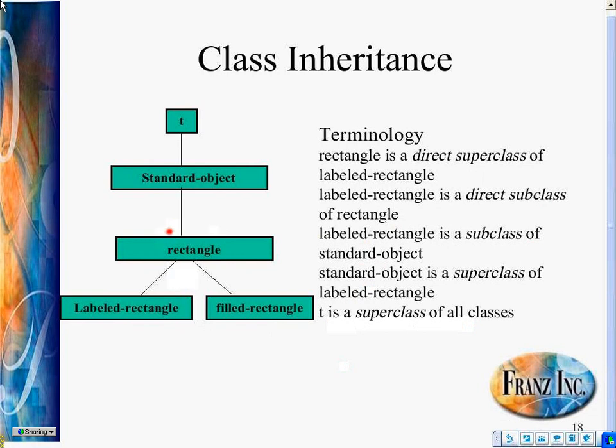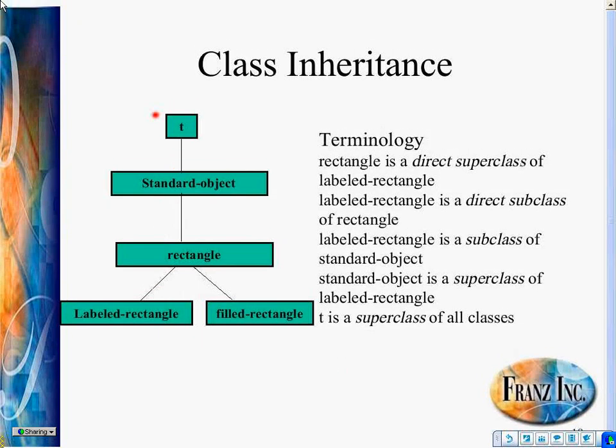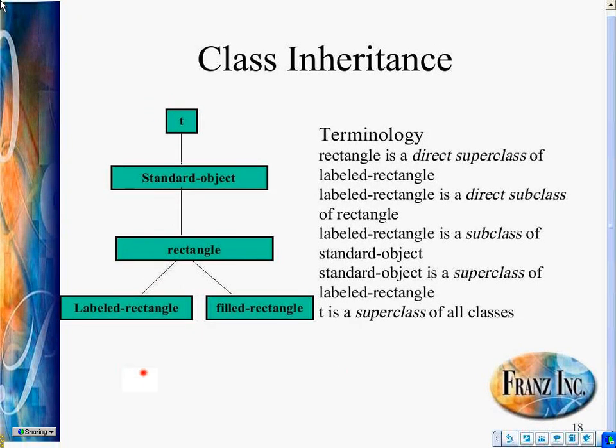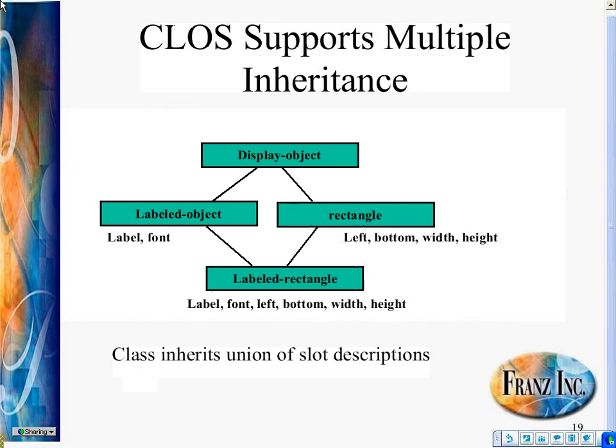So direct means you're moving one level up or down, and if you don't use the word direct, you can go as many levels up for a superclass or as many levels down for a subclass. CLOS, again, supports multiple inheritance, and so suppose we have a class called display object. It might have a subclass called labeled object, and maybe it has another subclass called rectangle, and then labeled rectangle has both of these as superclasses.